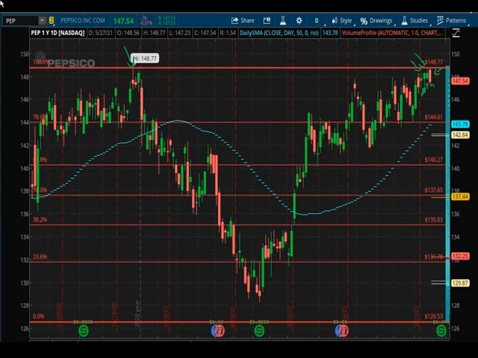Coca-Cola, if you like trading Coca-Cola, yes and no, are they the same type of company? Not really. Pepsi is more in the snack food aisle, but they still have a tendency to kind of run hand in hand with each other.